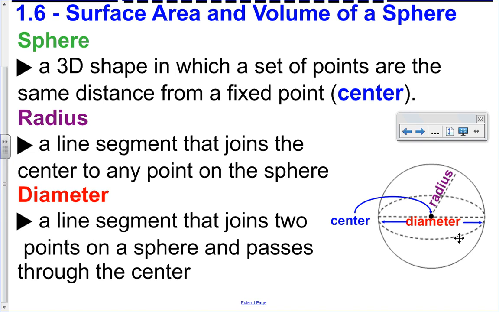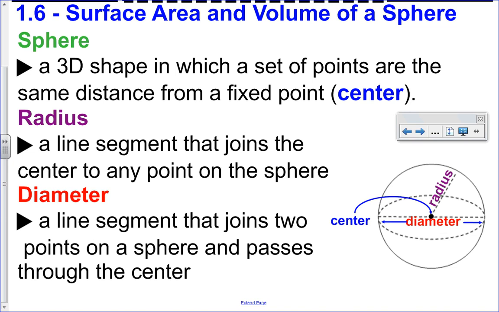So what exactly is a sphere? I kind of think of them as a three-dimensional circle, like a basketball or a globe or an Easter egg. Those are all spheres. The math definition is a three-dimensional shape in which all points are an equal distance from a fixed point called the center.